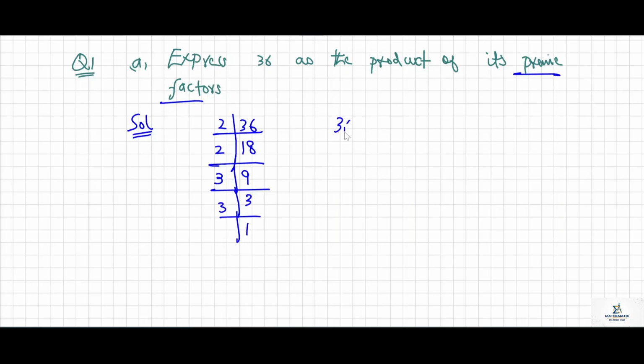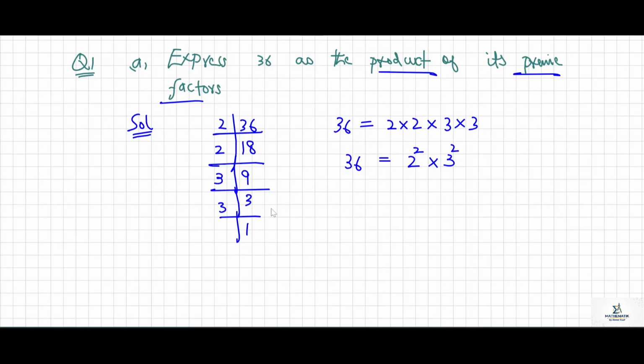So 36 can be written as 2 multiplied by 2 multiplied by 3 multiplied by 3. It is the product of a 2, a 2, a 3 and a 3. So now you can see 36 is 2 power 2 times 3 power 2. As we know, 2 and 3 are prime numbers. So 36 is written as the product of prime factors.